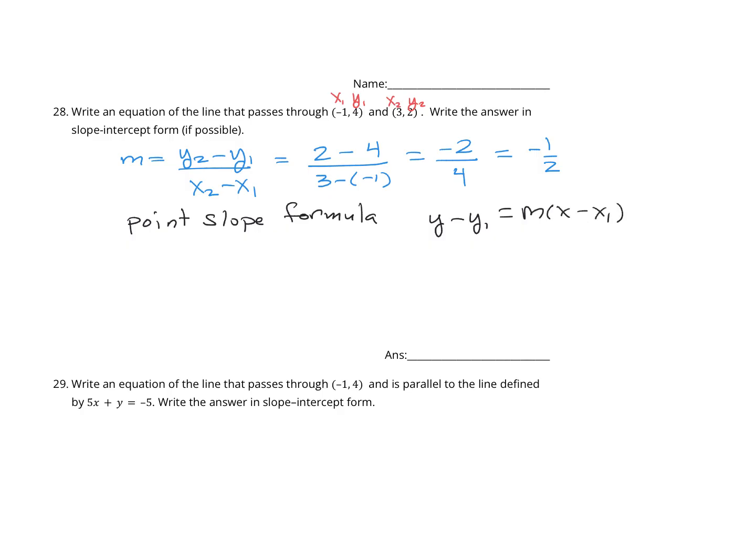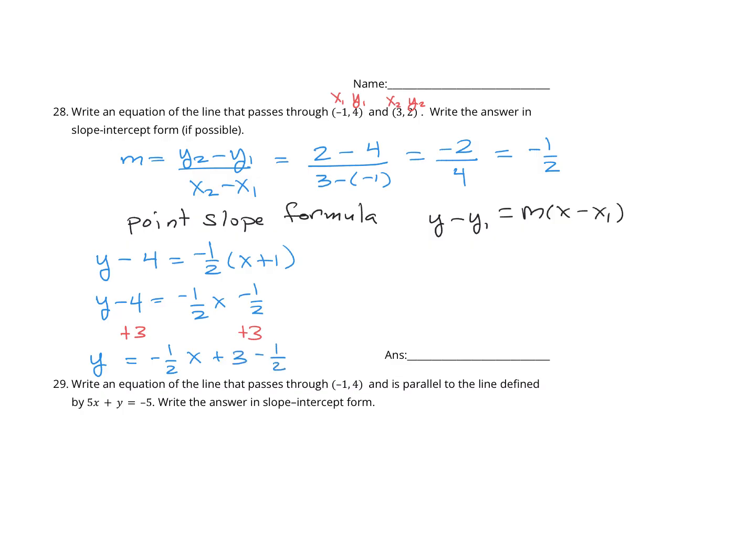And again, we could pick either one of these 2 points to use in it, but let's just go ahead and use the one that's labeled already with x1 and y1. So you get y minus 4 is equal to negative 1/2 times x plus 1. So y minus 4 equals negative 1/2 x minus 1/2. We then add 4 to both sides, and we get y is equal to negative 1/2 x plus 4 minus 1/2.